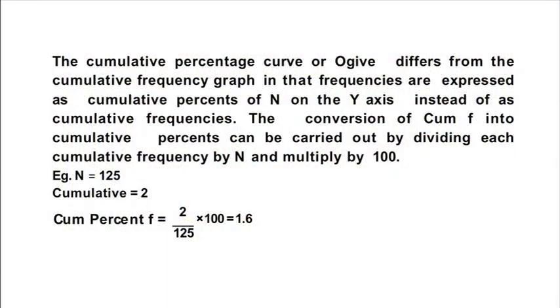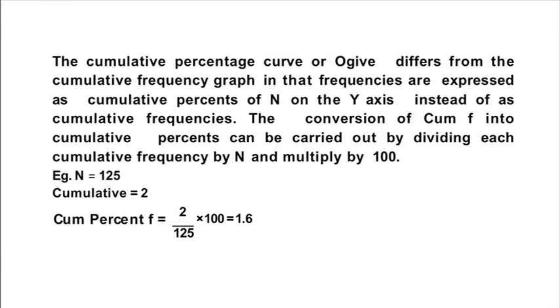That is why the cumulative percentage graph, or the ogive, differs from the cumulative frequency graph in that frequencies are expressed as cumulative percents of N. What is N? N means the total number of students or cases on the y-axis, instead of cumulative frequencies. The conversion of cumulative frequency into cumulative percents can be carried out by dividing each cumulative frequency by N and multiplying by 100. Simply, you have to find the percentage.